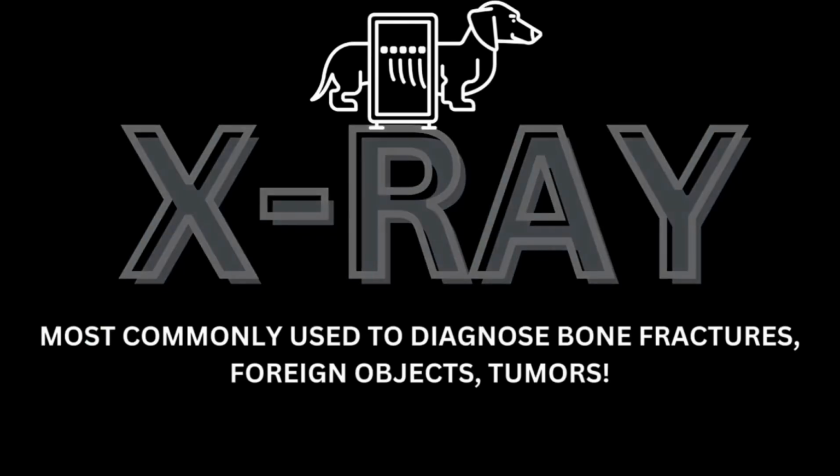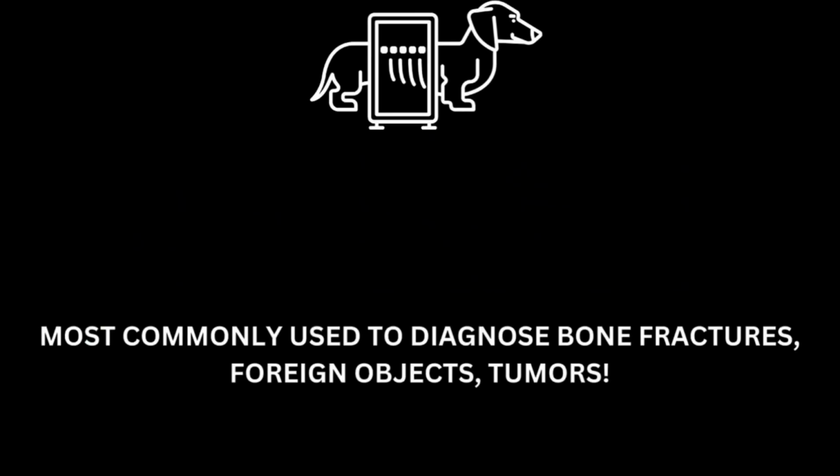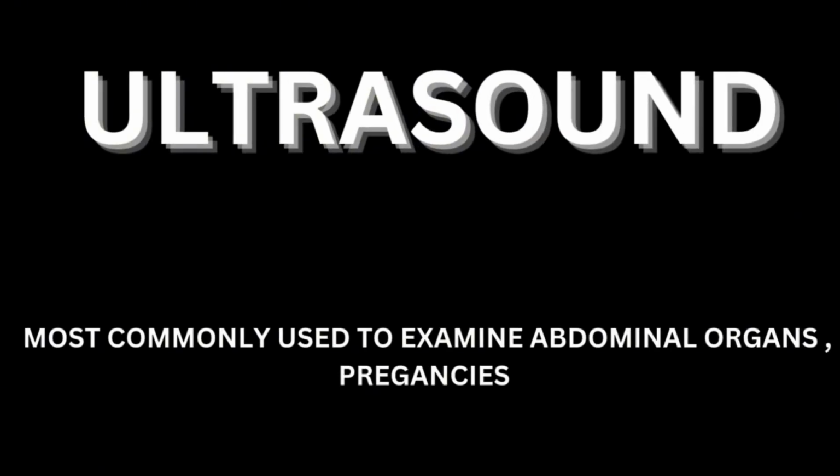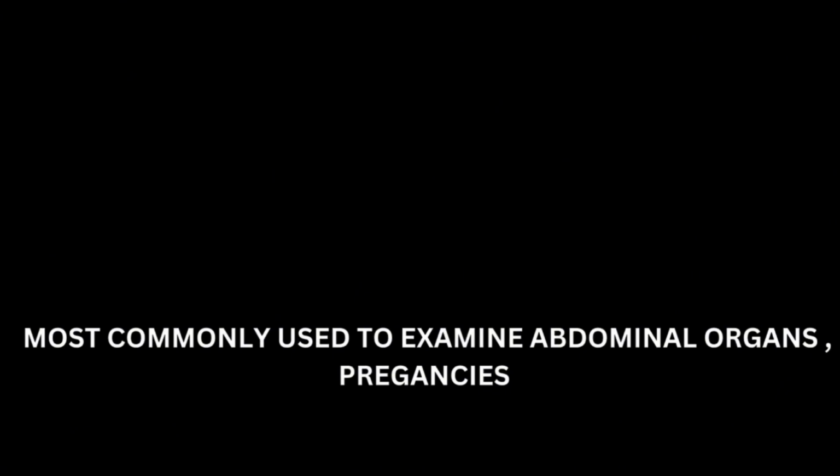Now we're going to talk about the different types of imaging. Of course, we have the X-rays, then we have ultrasound, CT scans, and MRI. So you know X-rays is used to look at soft tissues and bone. Ultrasound uses sound waves to create images of the soft tissue-like organs. Ultrasound is mostly used for abdominal imaging and, of course, pregnancies.